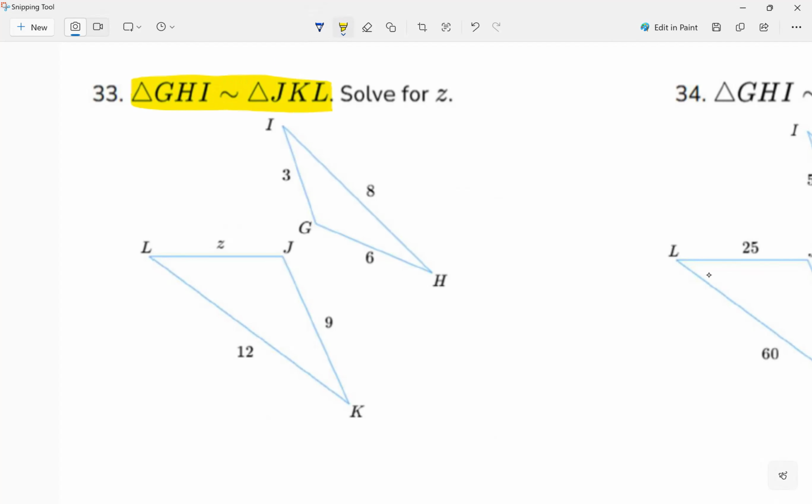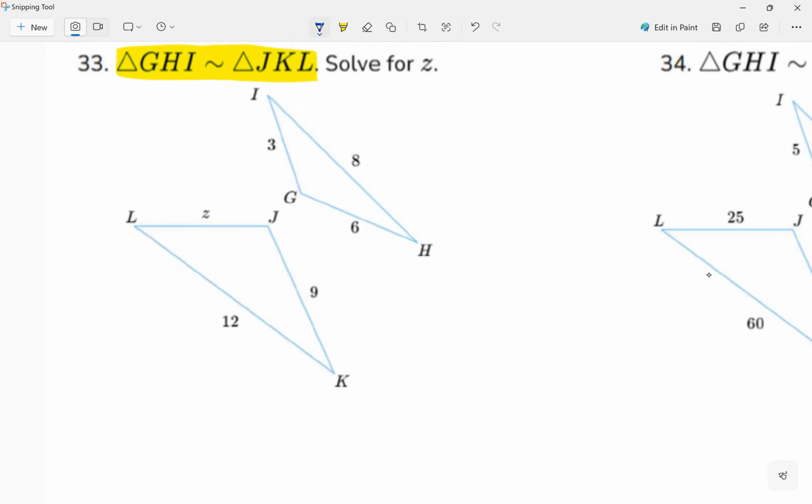Okay, so let's take a look. From the triangle that has the Z value, the triangle JKL, let me look at the three measurements and go from small to large. I know here the smallest side is Z. So let me make my three fractions. I'm going to use Z, 9, and 12 as the numerators. And then on the other triangle, the measurements are 3, 6, and 8, so I'm going to have 3, 6, and 8 as the denominators.